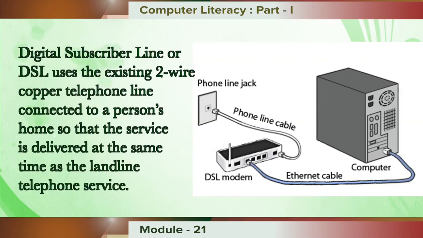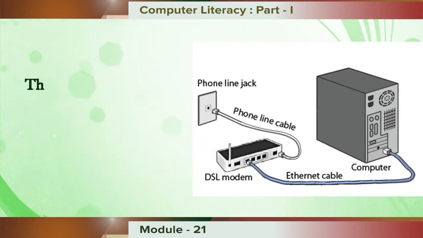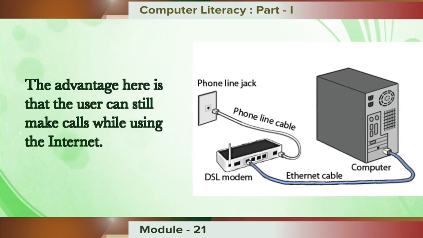Digital subscriber line uses the existing two-wire copper telephone line that is connected to a person's home so that the service is delivered at the same time as the landline telephone service. The advantage here is that the user can still make and receive calls while using the internet.